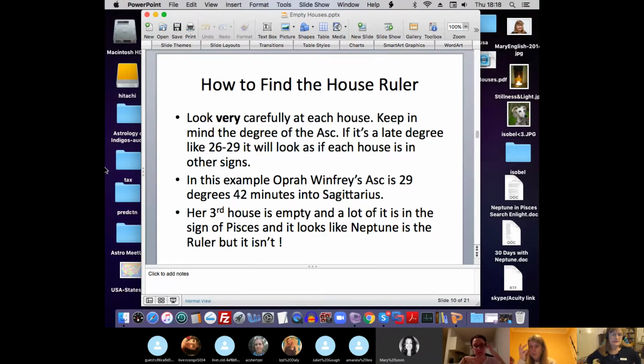The numbers next to the sign of your ascendant let us know how many degrees it's into that sign and how many minutes. So that's the series of numbers.